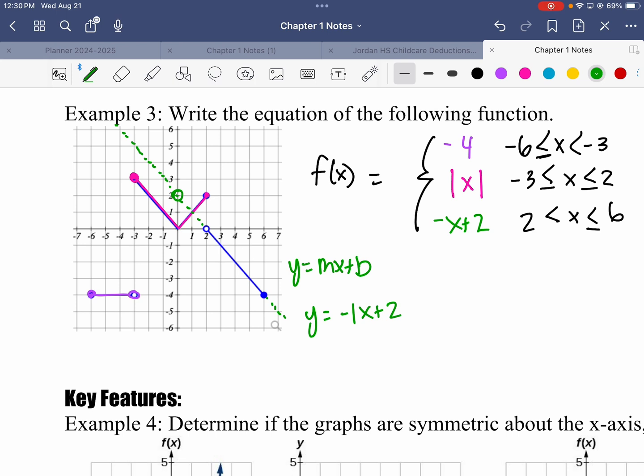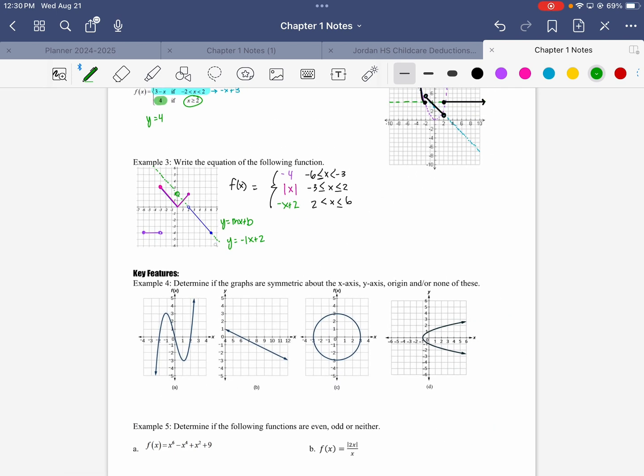Okay, these problems do take a lot of steps, but I don't think the steps themselves are that difficult. I think the hard part is remembering that you have to do all of these steps. Yeah? Okay.